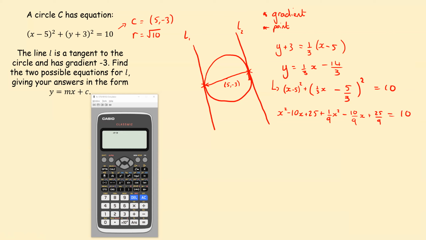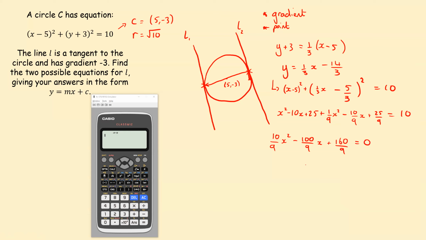I'm going to rearrange it all and see then what happens. So my x squareds, I've got 9 over 9 plus 1. So that gives me 10 over 9 x squared minus 10x. And then I've got this minus 10 over 9. So that's minus 90 minus 10, which gives me minus 100 over 9 x. 25 minus this 10 is 15. And then 15 plus 25 over 9 is going to be 160 over 9. That's equal to 0 now.